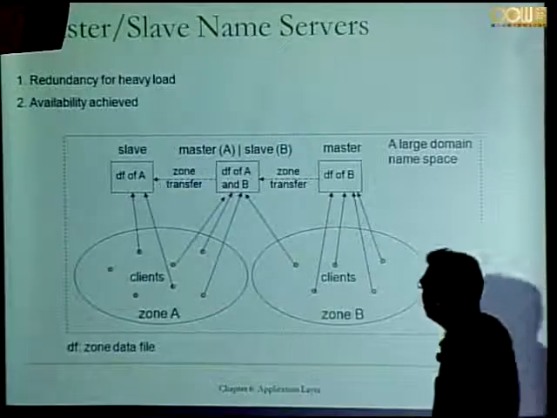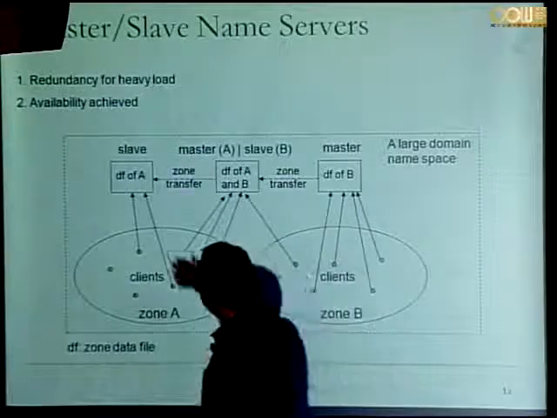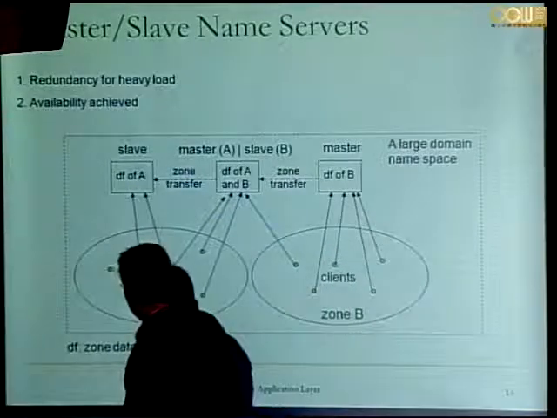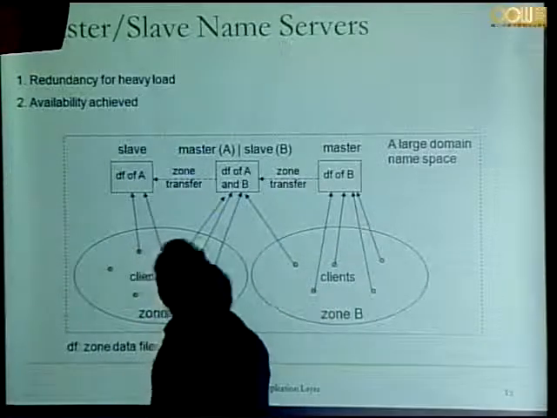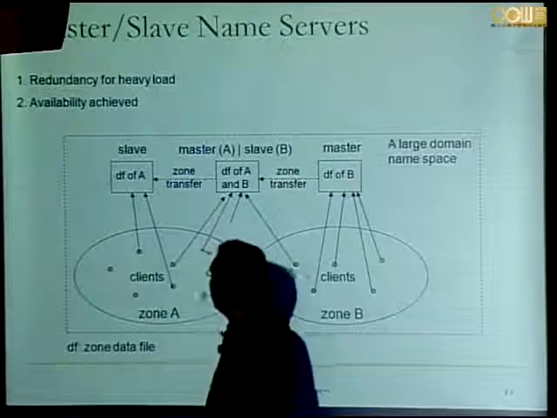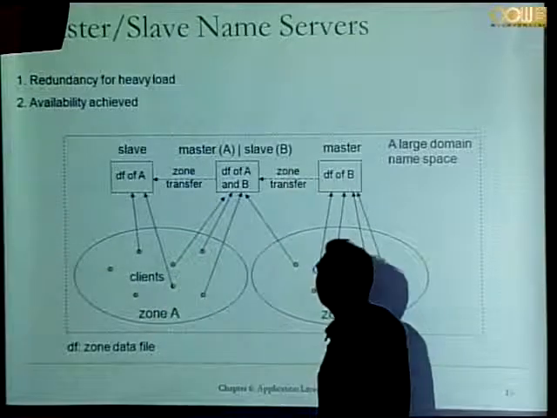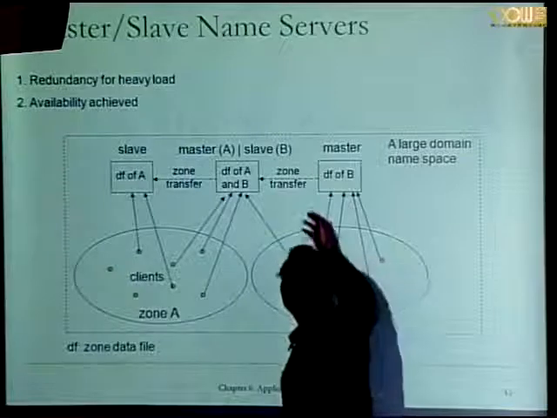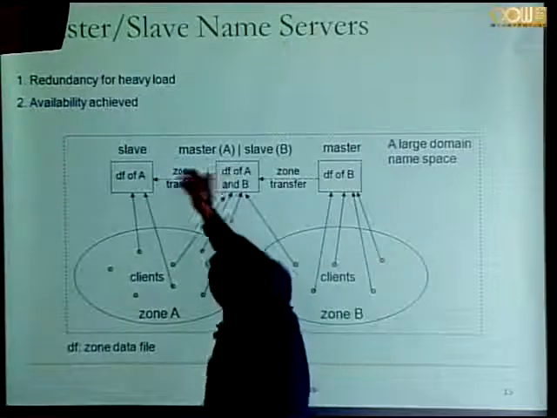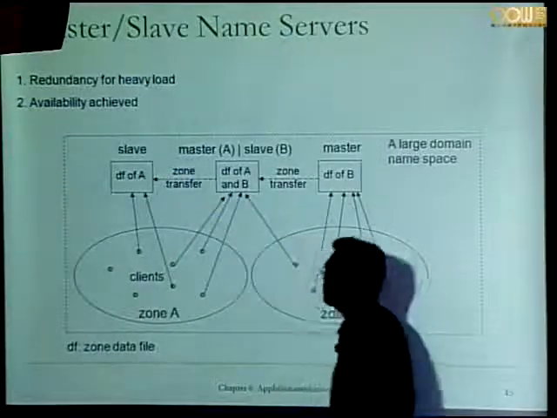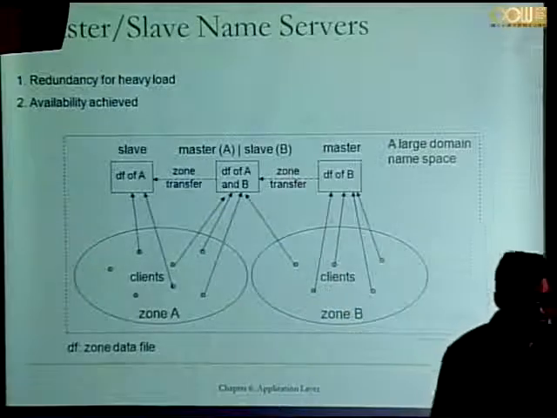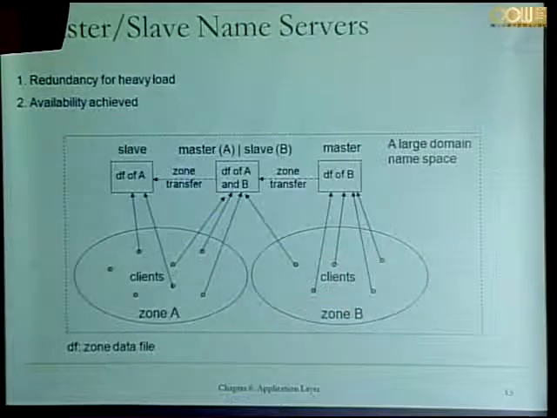And within the name server, you would have zone data files which contain resource records for that particular zone. Okay, and between slave and master, you could do zone transfer to synchronize the zone data files containing the resource records.